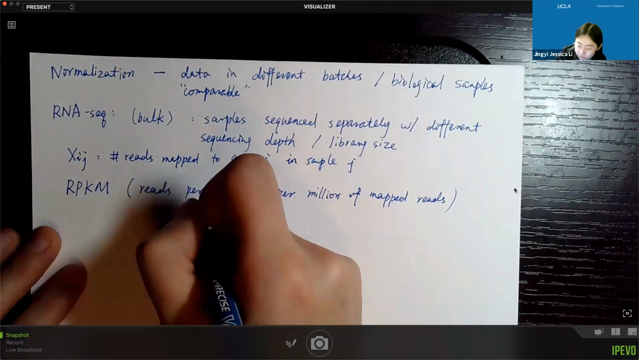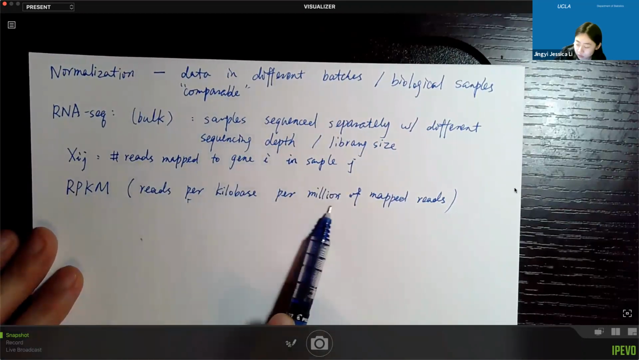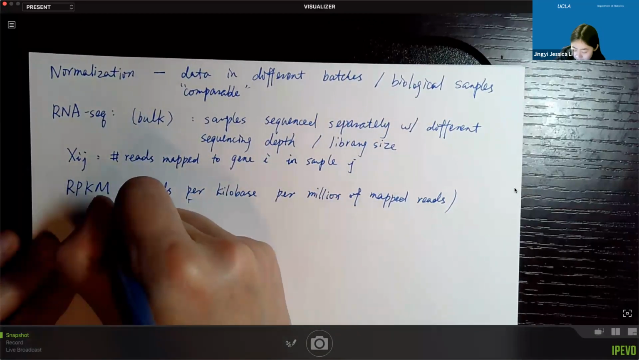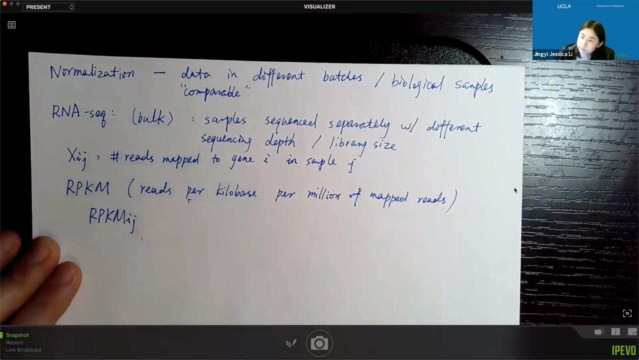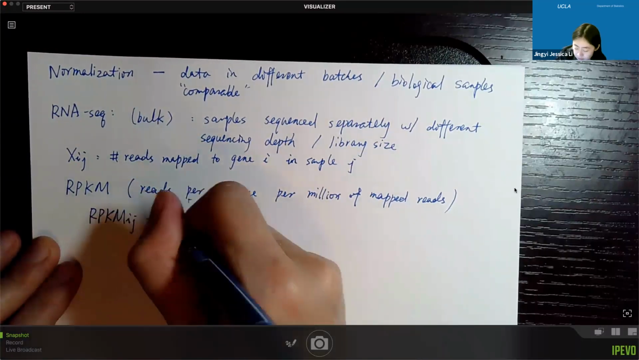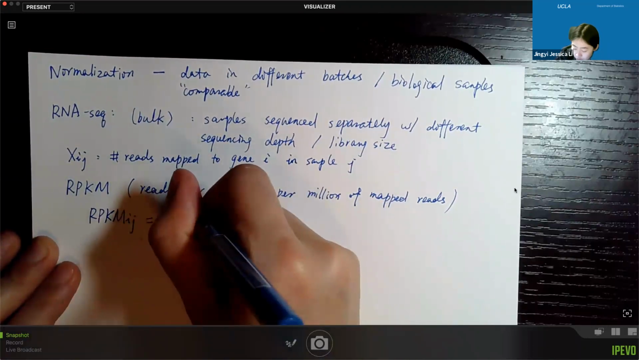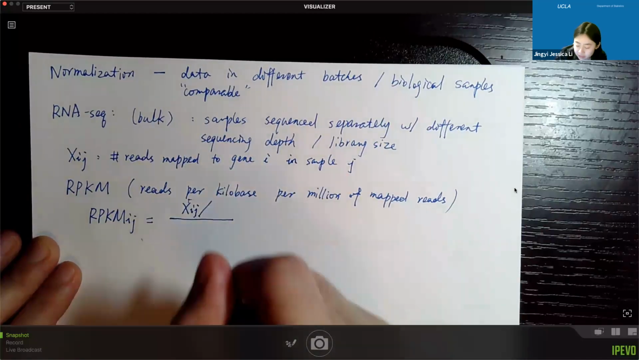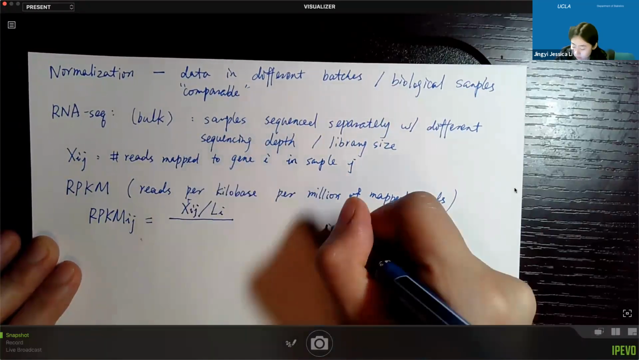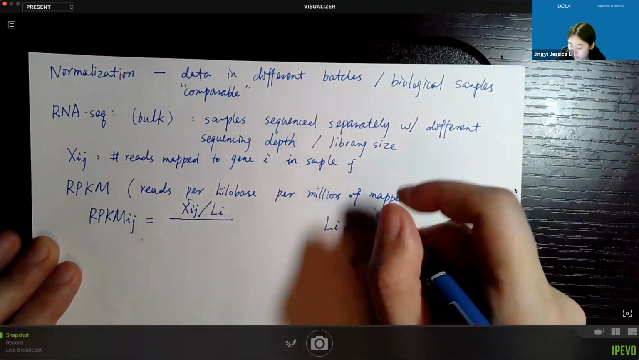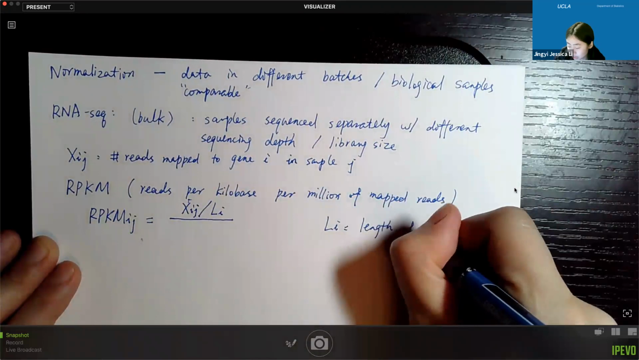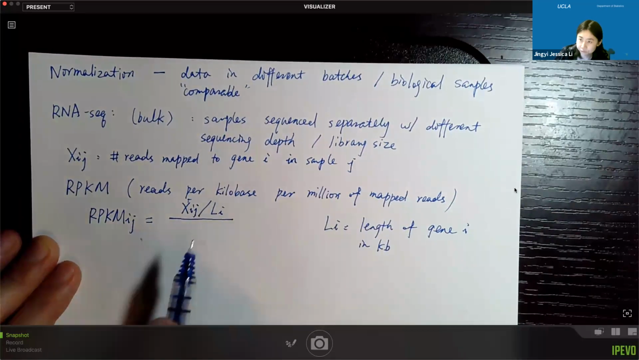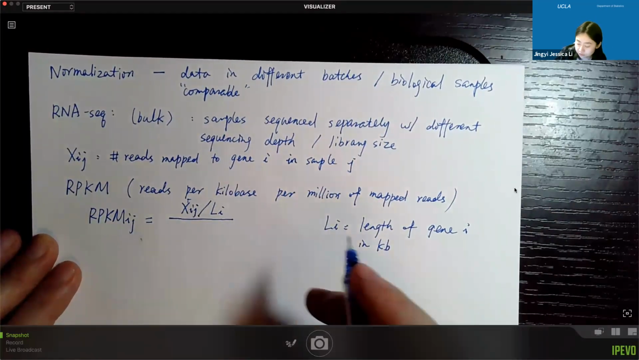So that's why we want to normalize by the gene length. And we also want to normalize by the sequencing depth. So here, let's say RPKM_ij is defined based on X_ij, that's the number of reads, divided by the length of gene i. I'll call this L_i the length of gene i in kb. And furthermore, by the total number of reads divided by 1 million.